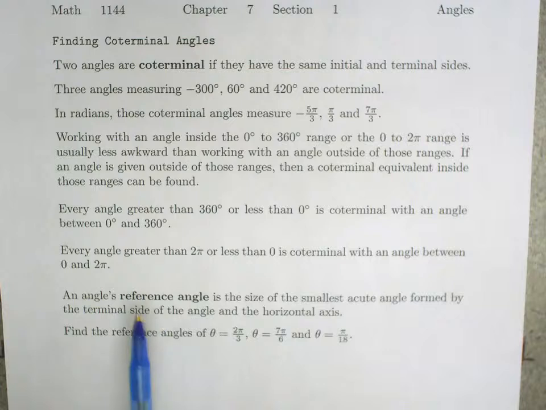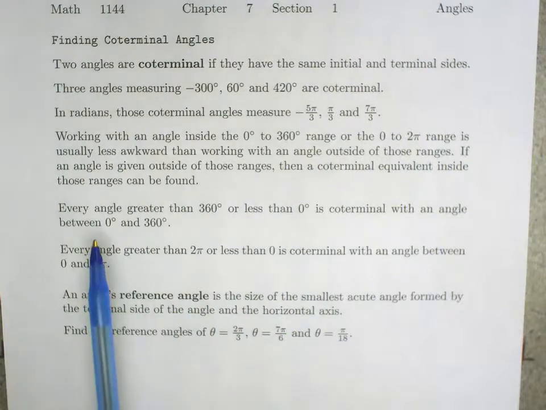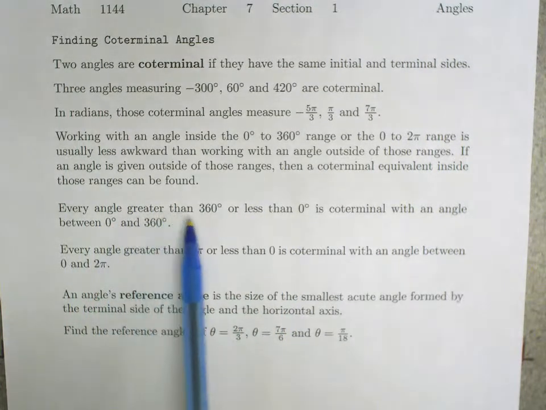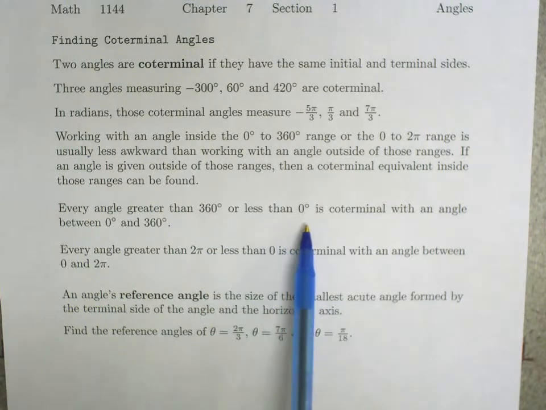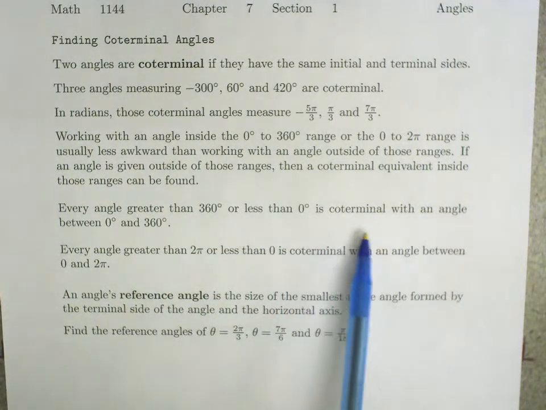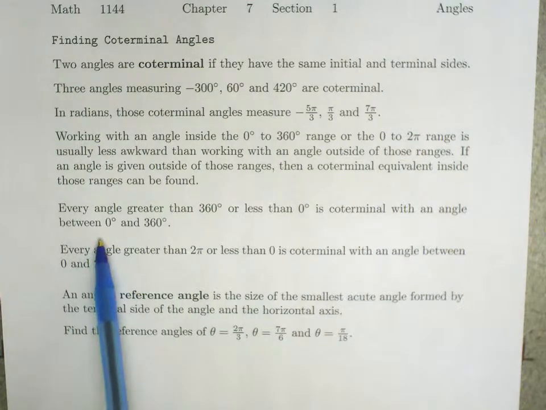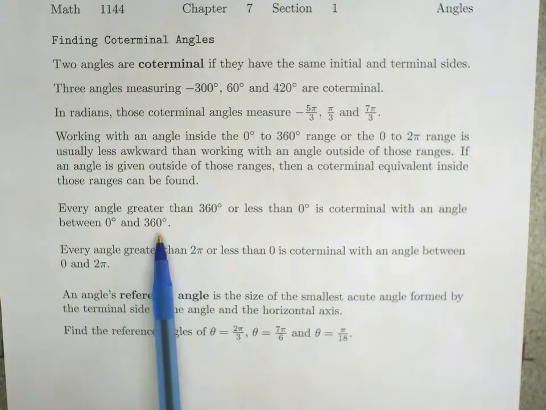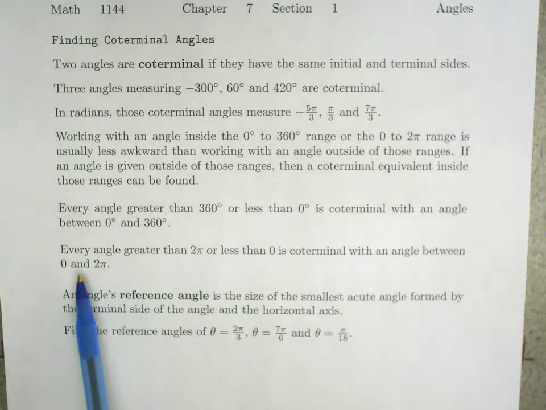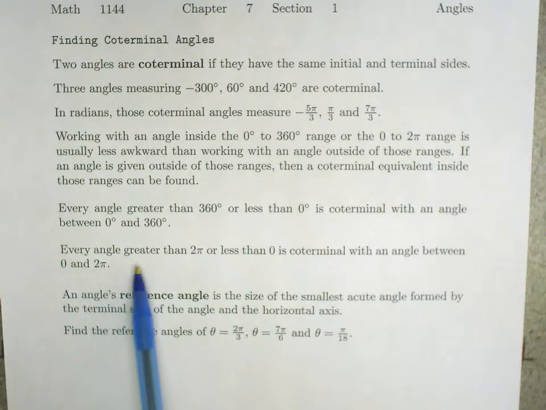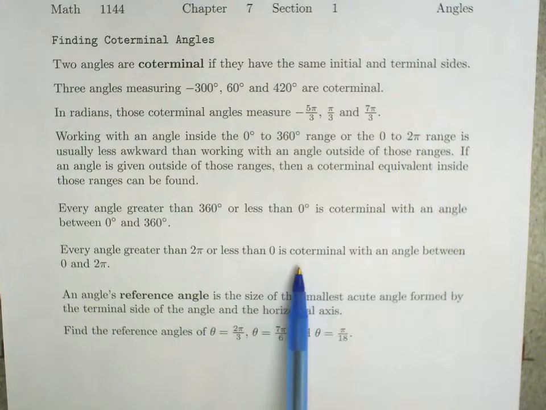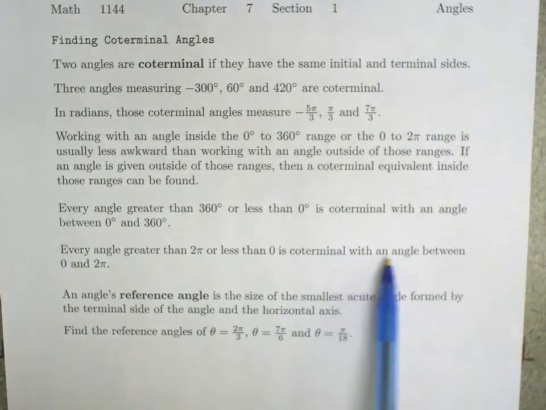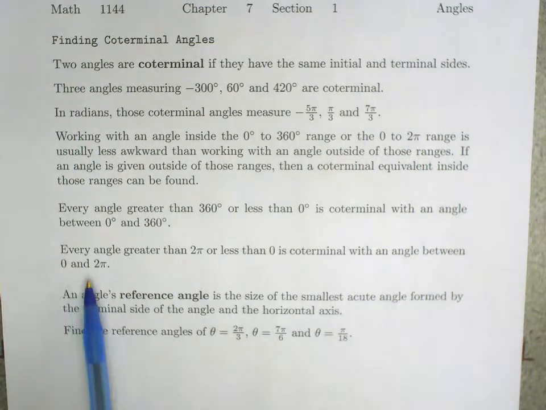So to summarize what that paragraph was about, every angle greater than 360 degrees or less than 0 degrees is coterminal with an angle between 0 degrees and 360 degrees. And in radian measure, every angle greater than 2 pi radians or less than 0 radians is coterminal with an angle between 0 radians and 2 pi radians.